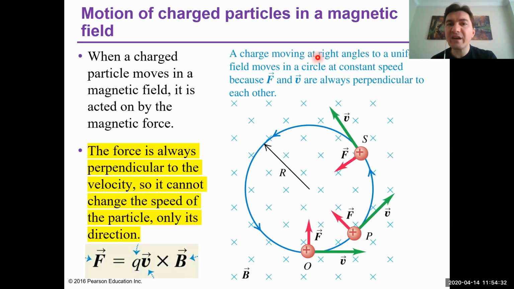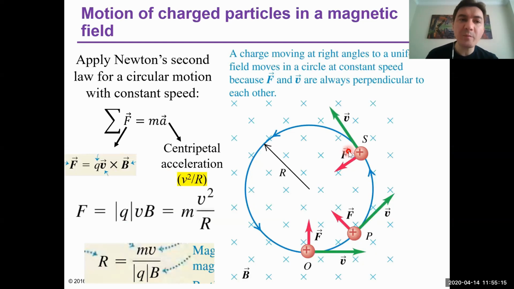A charge moving at right angles to a uniform B field moves in a circle at constant speed because F and V are always perpendicular to each other. So we will not decrease the speed, we will not increase the speed, we will just change the direction of the velocity, okay? Then we will have a circular motion, okay? The particle is coming with this velocity V and enters into the magnetic field. Here we have a magnetic field region, okay? And this is the direction of the magnetic field, into the page, into the screen. And whenever it enters, it moves like this.